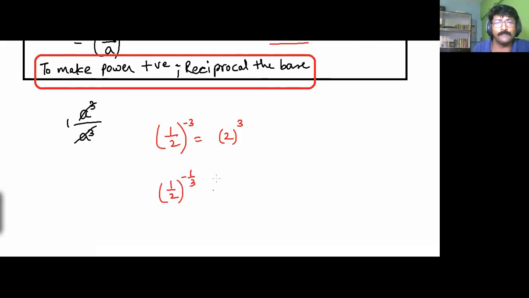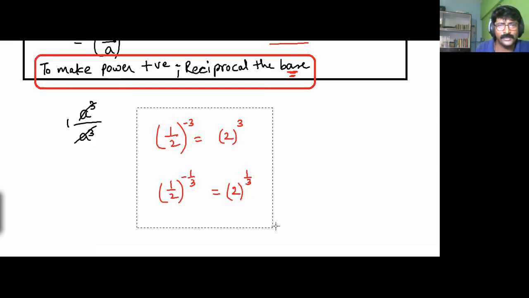Please listen very carefully. 1 by 2 raised to power negative 1 by 3. In the power, don't take the reciprocal, okay? The reciprocal is of the base. So the reciprocal of the base 1 by 2 becomes 2, and the power will become 1 by 3. You understood? Think about these laws and the examples very carefully, guys.